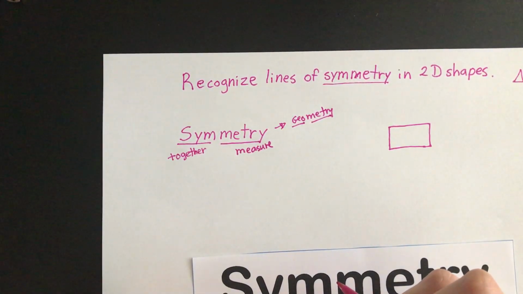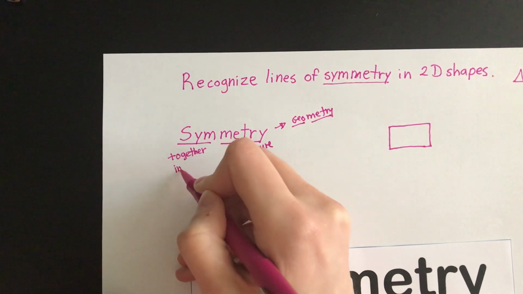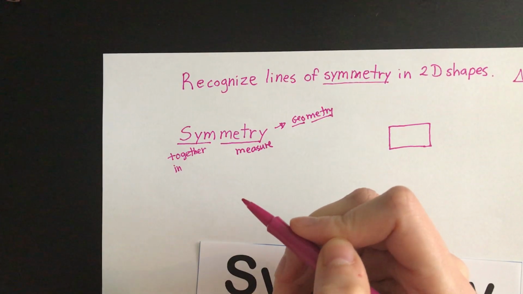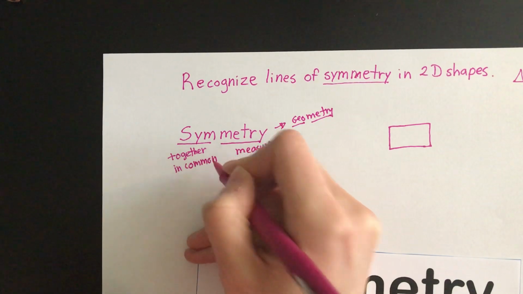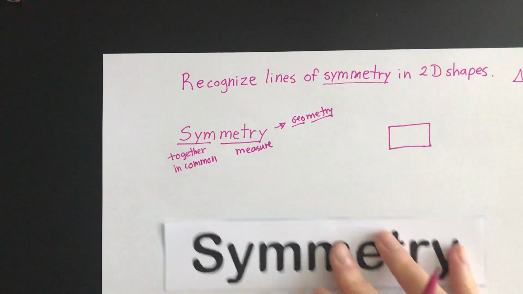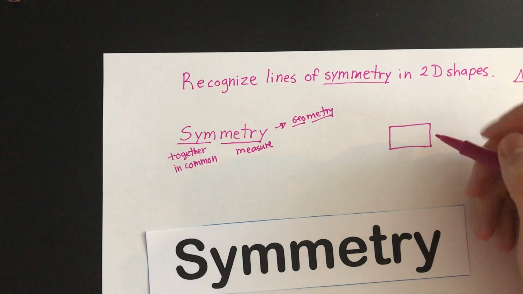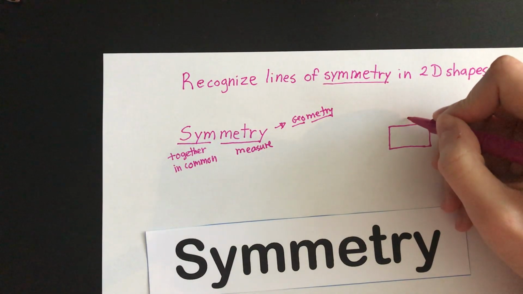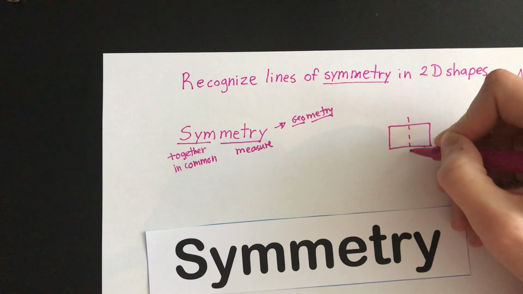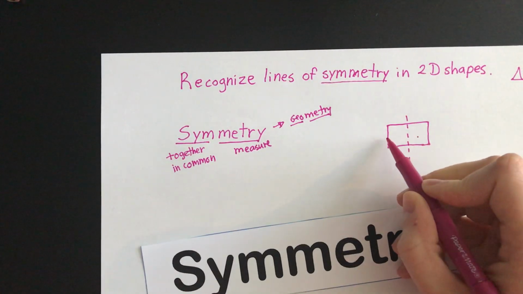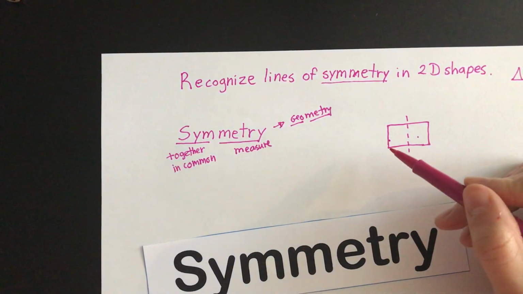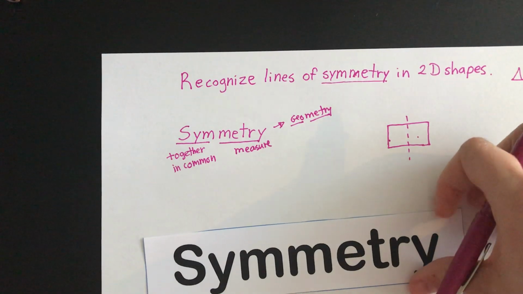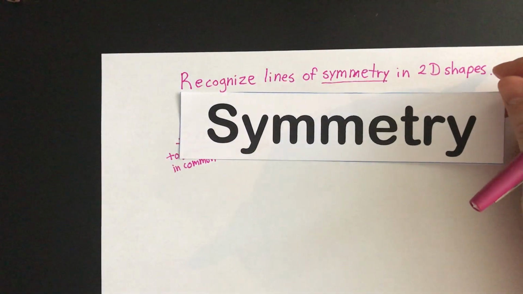Okay, so symmetry of shapes has to do with their sides being measured together or having measurements in common. Okay, so that might help you remember it. So looking at this shape right here, which is a rectangle, if you were to divide the shape into two sides, and you looked at this side and then at that one, you would notice that they measure and look very much the same. And so that means that this shape has symmetry. Okay, so this is the word we're going to be working on today.